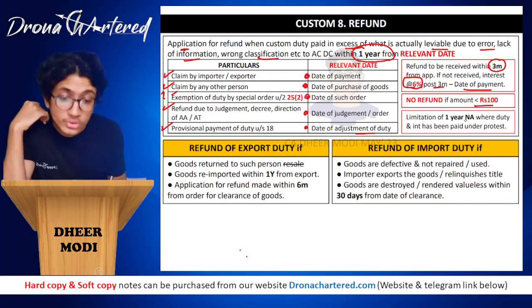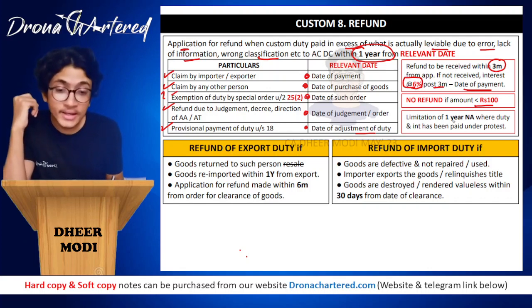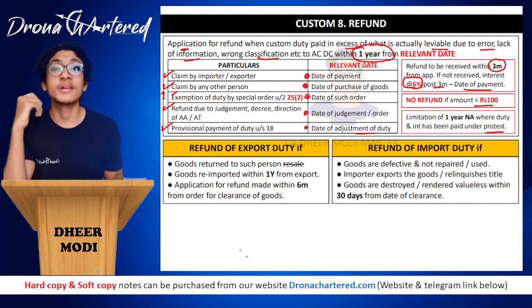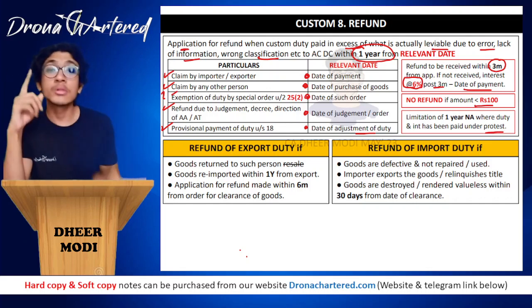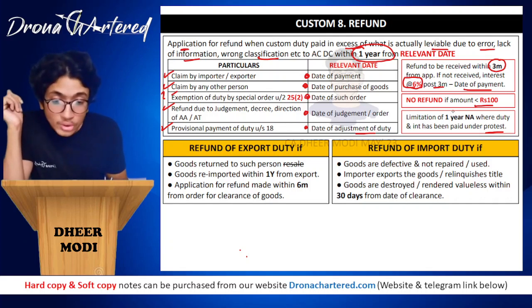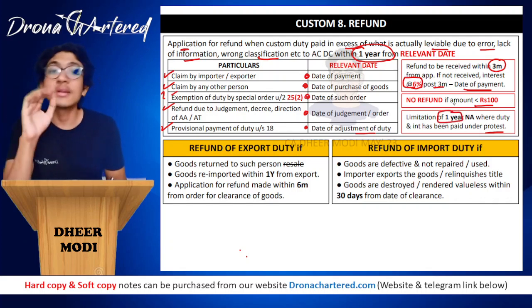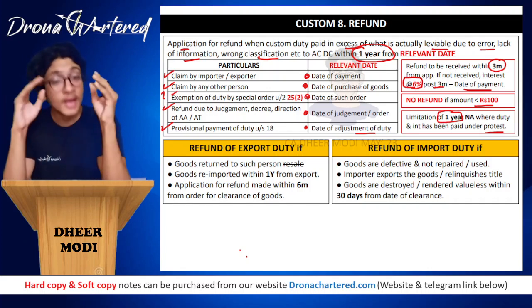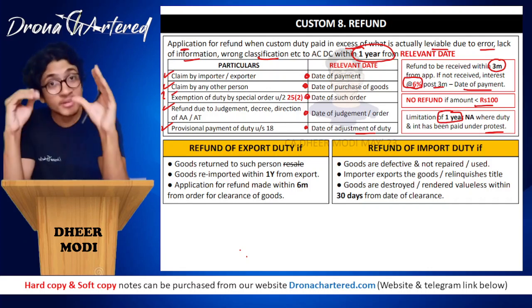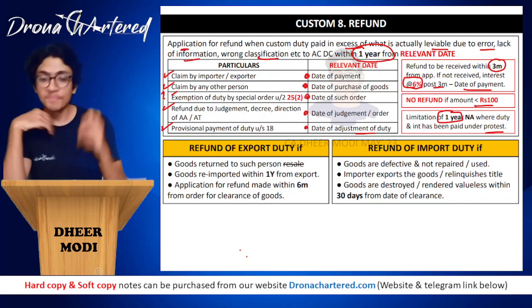Limitation of 1 year is not applicable where duty and interest has been paid under protest. Under protest means you do not agree with their calculation, so you paid the duty. So in such a case, your 1 year time limit that we have been studying will not be applicable, because you have paid it under protest, that I do not agree with your duty, but I'm still paying it because I want to contest the case.